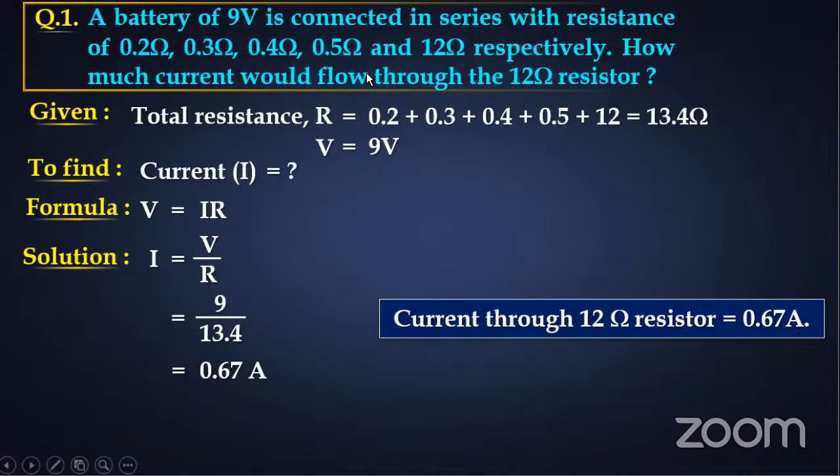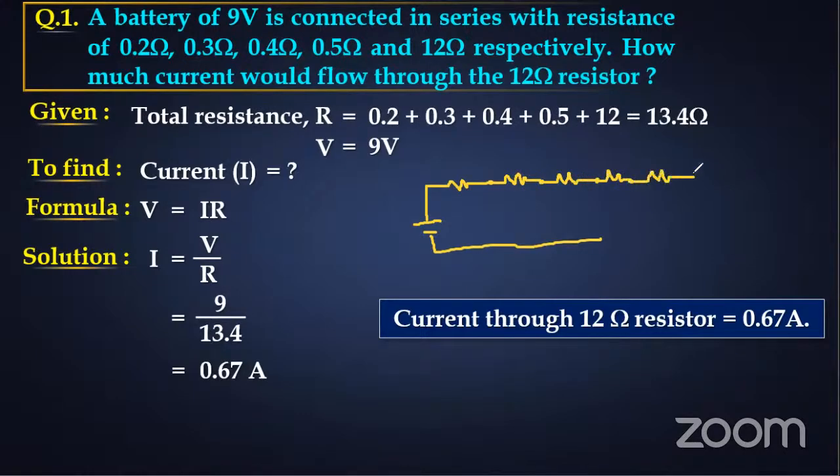Whenever they are connected in series, let me explain on the screen. When they are connected in series, no matter how many ohms each resistor has, here is a battery, here are the resistors 0.2, 0.3, 0.4, 0.5 and 12. All are connected in series.